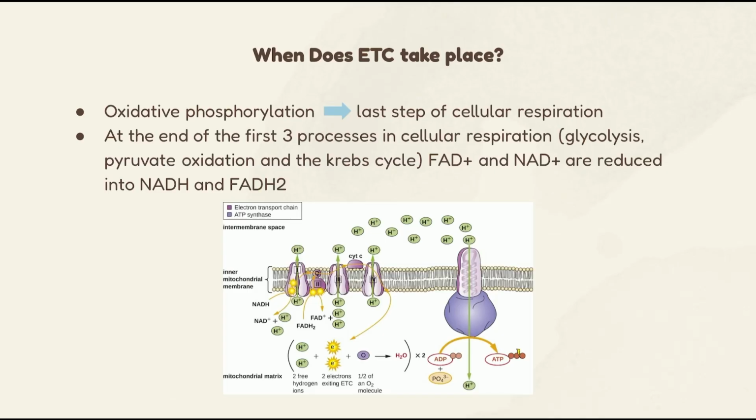When does the ETC take place? Oxidative phosphorylation is the last step of cellular respiration. At the end of the first 3 processes in cellular respiration, which are glycolysis, pyruvate oxidation, and the Krebs cycle, FAD and NAD+ are reduced into FADH2 and NADH.